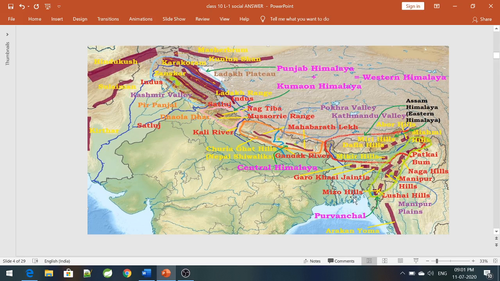And this one is called Purvanchal. Just now I have told you about this land. This whole light green area is the Purvanchal Hills. We have so many hills here.